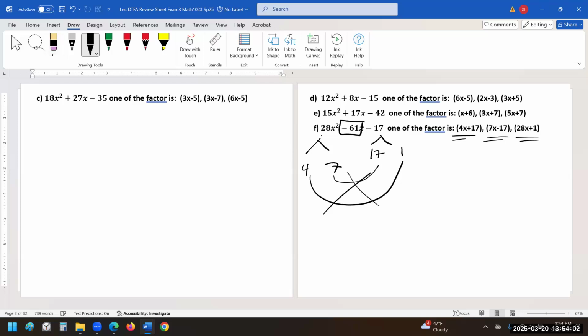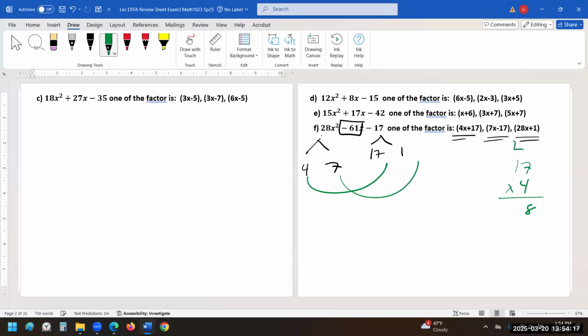This pair is wrong. We're not going to get 61, right? I think so, you do it this way. 7 times 4 is 28, 17 times 4 is 68, and we have 68 and 7. Yes, this is correct. So this pair gives us 68 and this gives us 7.